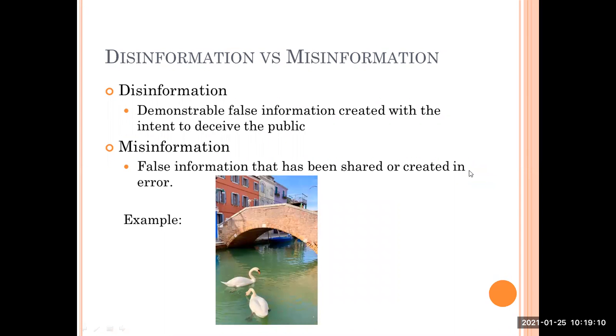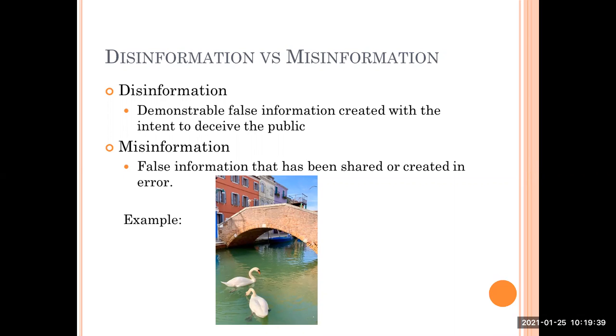All right, let's talk about disinformation versus misinformation. So disinformation is demonstrably false information created with the intent to deceive the public. These can be news sources created by foreign actors stoking political polarization, or even domestic political actors using disinformation to spread their beliefs or agendas against political rivals, and they can be difficult to discern. Misinformation, on the other hand, is false information that is shared in error.